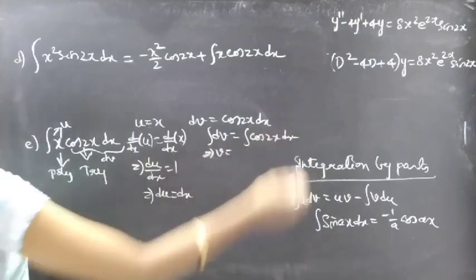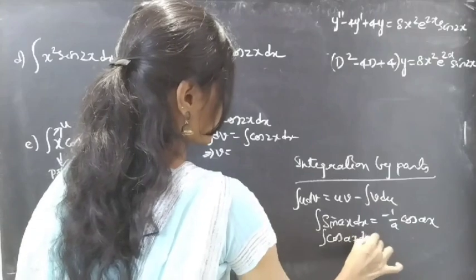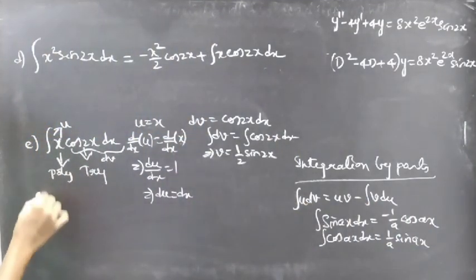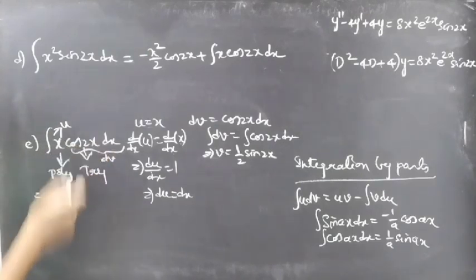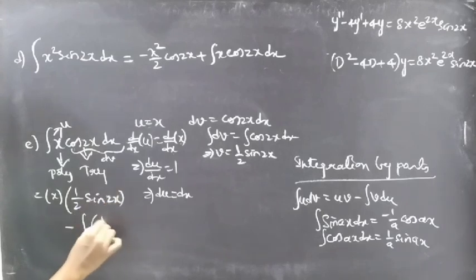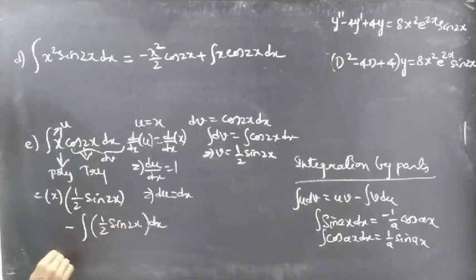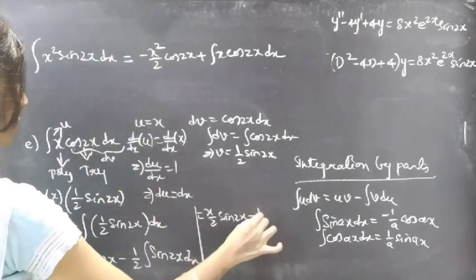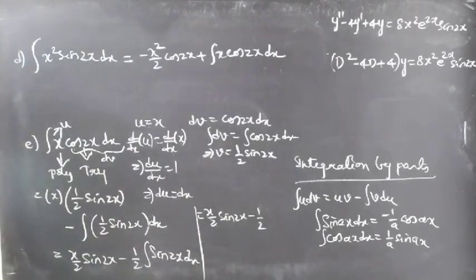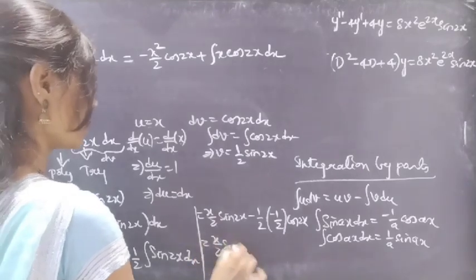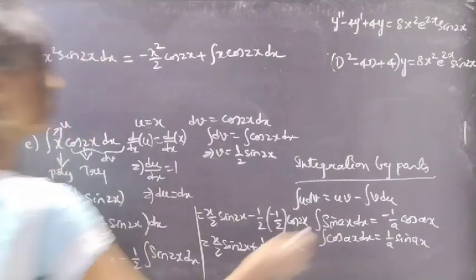This gives us v equal to integral cos 2x dx. Since we know that integral cos ax dx is 1 by a sine ax, then for a equal to 2, we'll have 1 by 2 sine 2x, right? Now just apply the formula, we'll get integral x cos 2x dx, that is u dv equal to uv minus integral v du, which gives us x by 2 sine 2x minus 1 by 2 integral sine 2x dx, right? Then for a equal to 2, integral sine 2x dx is minus 1 by 2 cos 2x, which gives us x by 2 sine 2x plus 1 by 4 cos 2x, right?